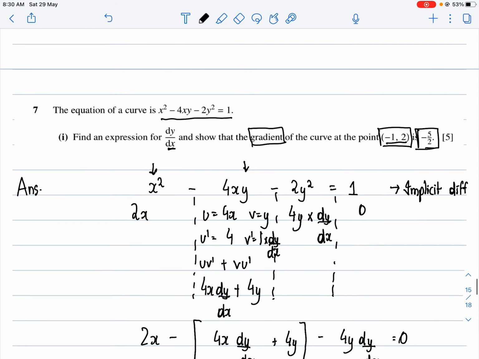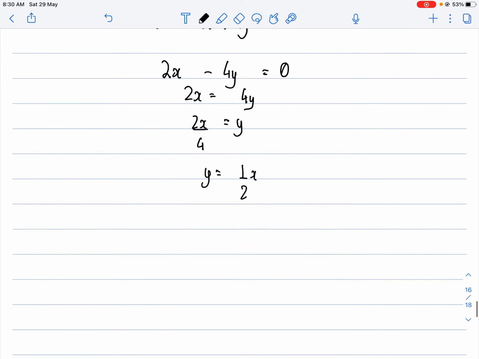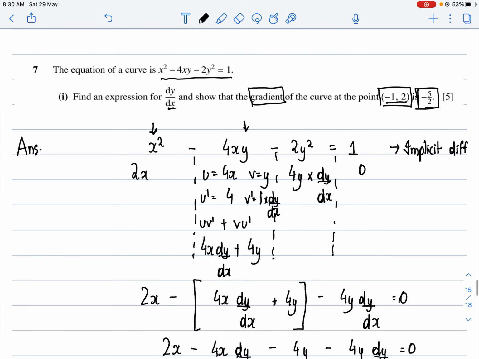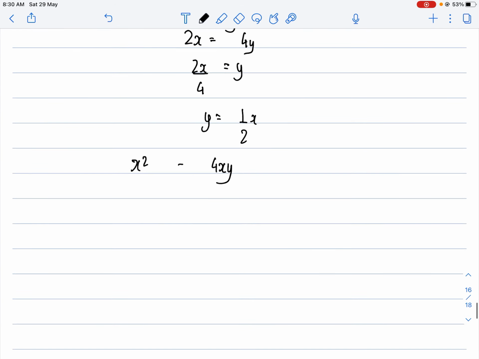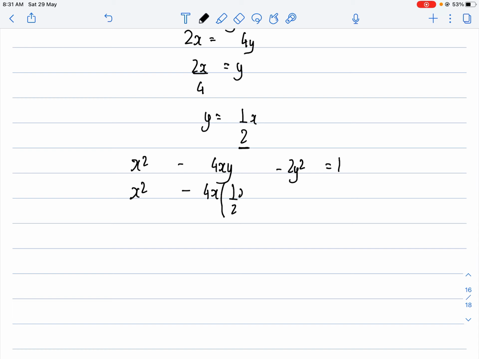Now I have my equation with me, which is x square minus 4xy minus 2y square is equal to 1. Now in the place of y, I can simply put half x. So I can have this as x square minus 4x into half x minus 2 into half x, the whole square, equals 1.